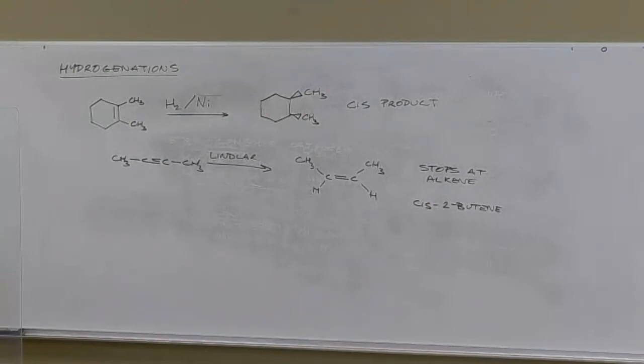There is always somebody in the room that says, yeah, but I want the trans alkene. You cannot make the trans alkene with a heterogeneous catalyst. Heterogeneous catalysts are going to put both of the hydrogens on at the same time from the same surface to the same face or side of that pi bond.